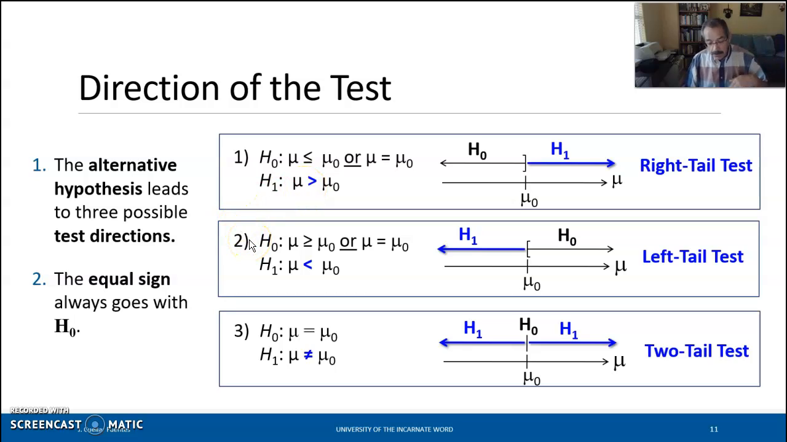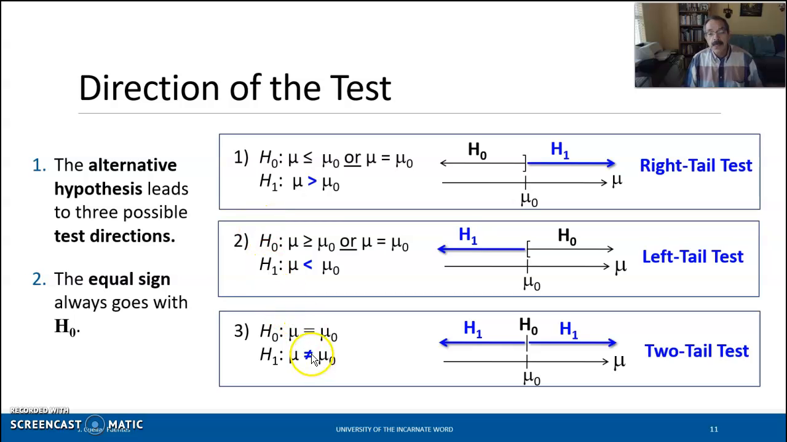Now, another possibility is that the null hypothesis says the mean is larger than or equal to some value someone is proposing, or that the mean is equal to some particular value. But the alternative hypothesis, that of interest, is that the mean is smaller than the proposed value. In that case, values of the mean to the left of the proposed value support the alternative hypothesis. Because those values are on the left of the proposed value, we call this a left-tailed test, and you see the inequality sign pointing towards the left.